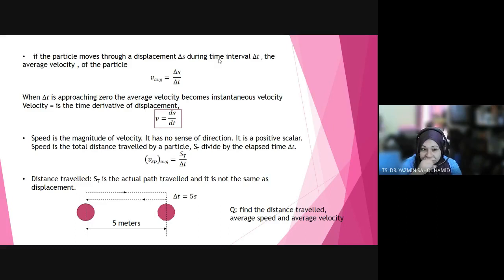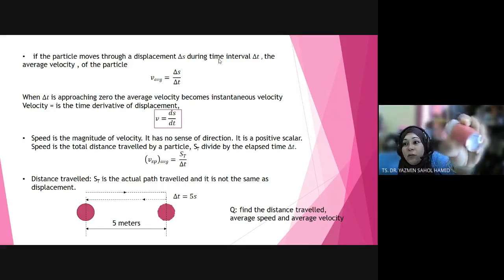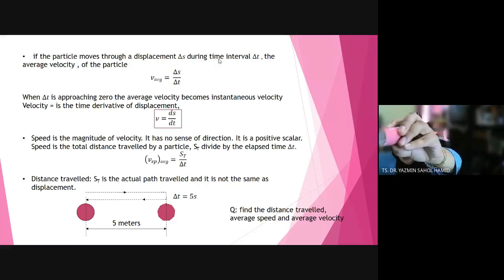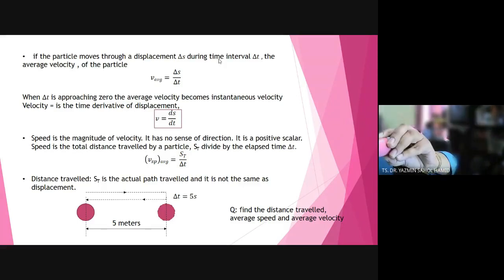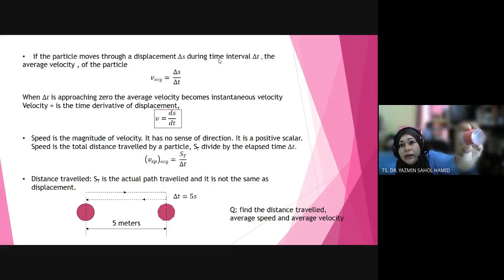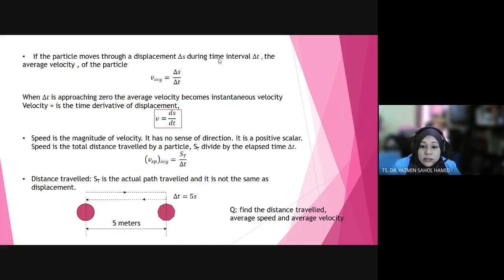Understand? Now, there is a question down here. Let's say we have a ball here. This ball is moving 5 meters to the right, and then it returns another 5 meters to the left, and the time taken to travel from right to left is 5 seconds. Now, answer me this question: what is the distance traveled?